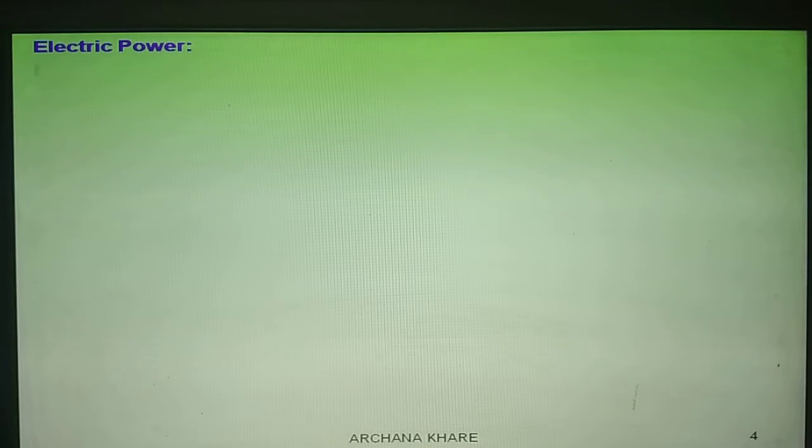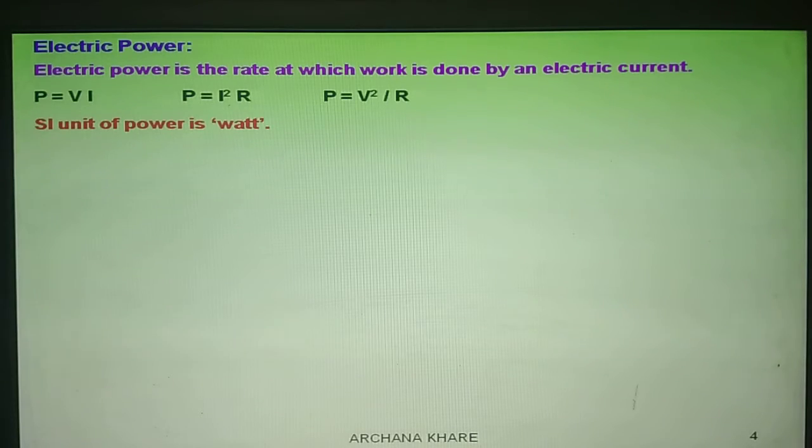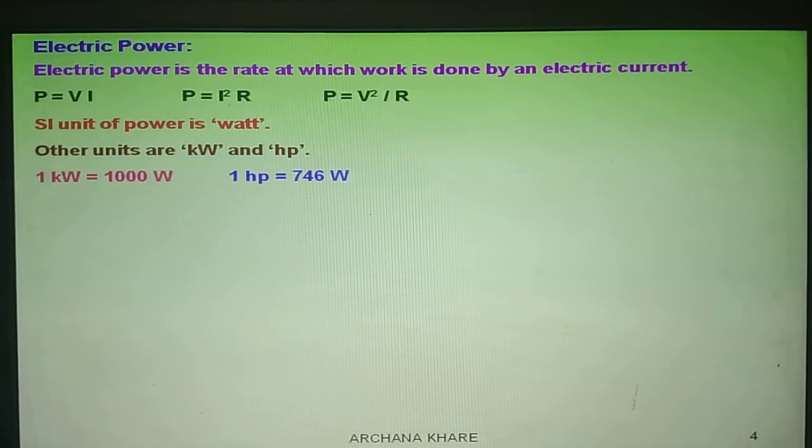What is electric power then? We know it is the rate of doing work by an electric current. The three forms of the formula are P equal to VI, P equal to I square R, and P equal to V square by R. The SI unit of power is watt, but practically we use the units as kilowatt and horsepower, where 1 kilowatt is 1000 watt and 1 horsepower is 746 watts.